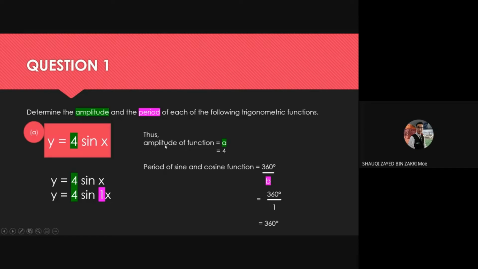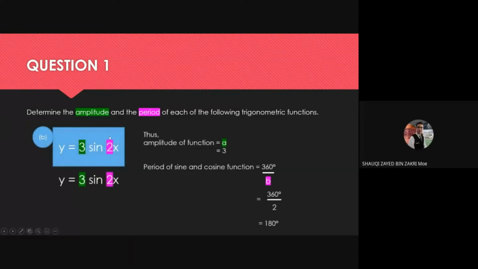So the amplitude of the function A, you just substitute from the formula, not much calculation. So it will be 4, whereas the period will be using the formula 360 degree divided by B, which is 1, then you get 360. So the answer is 4 and 360. That's for A.